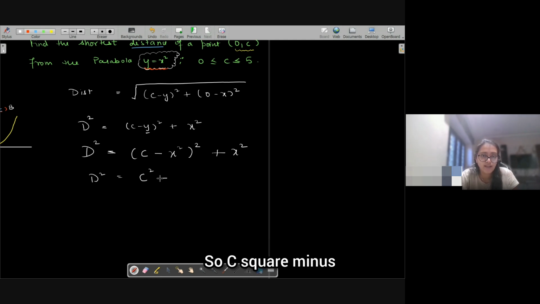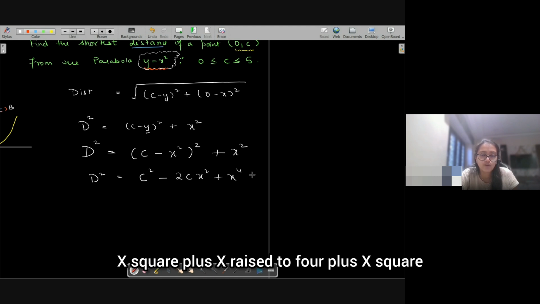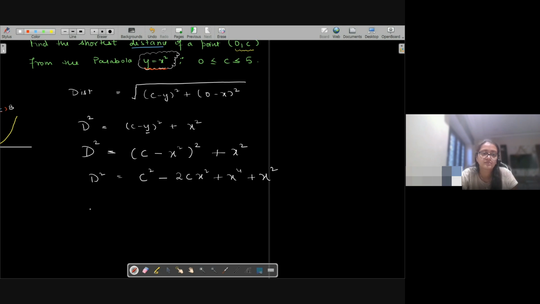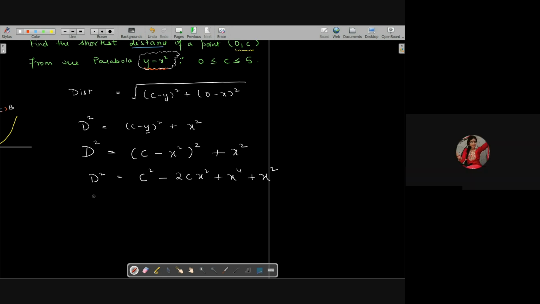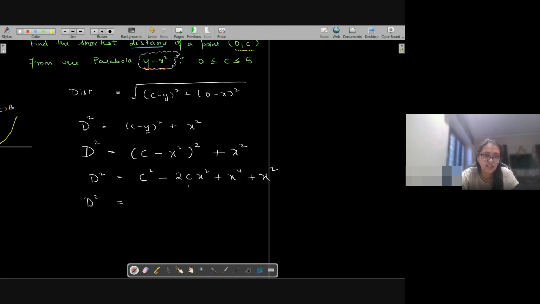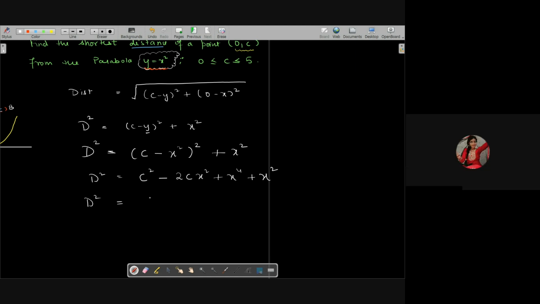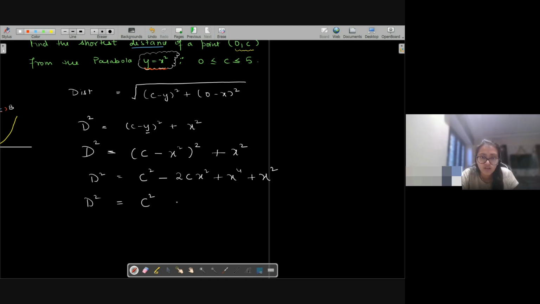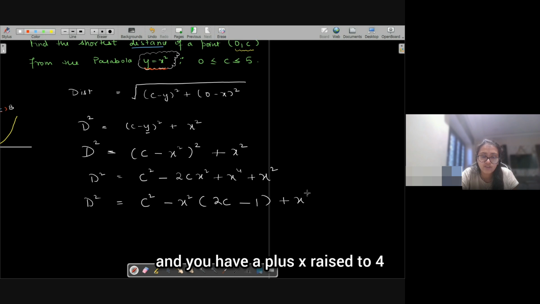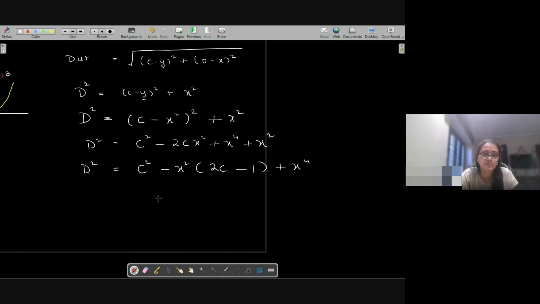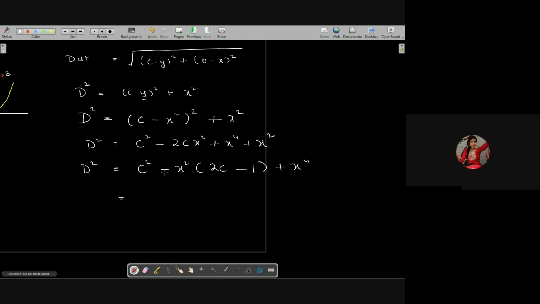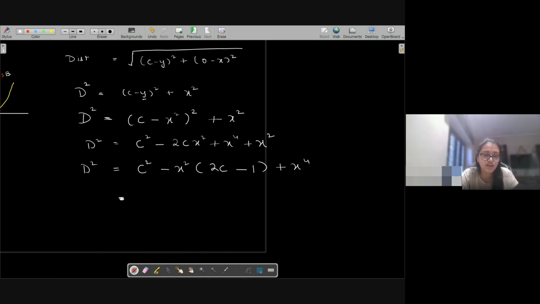So c square minus 2c x square plus x raised to 4 plus x square. Now you can factor out x square. If you factor out minus x square, you get 2c minus 1, and you have a plus x raised to 4. So that is your d square.